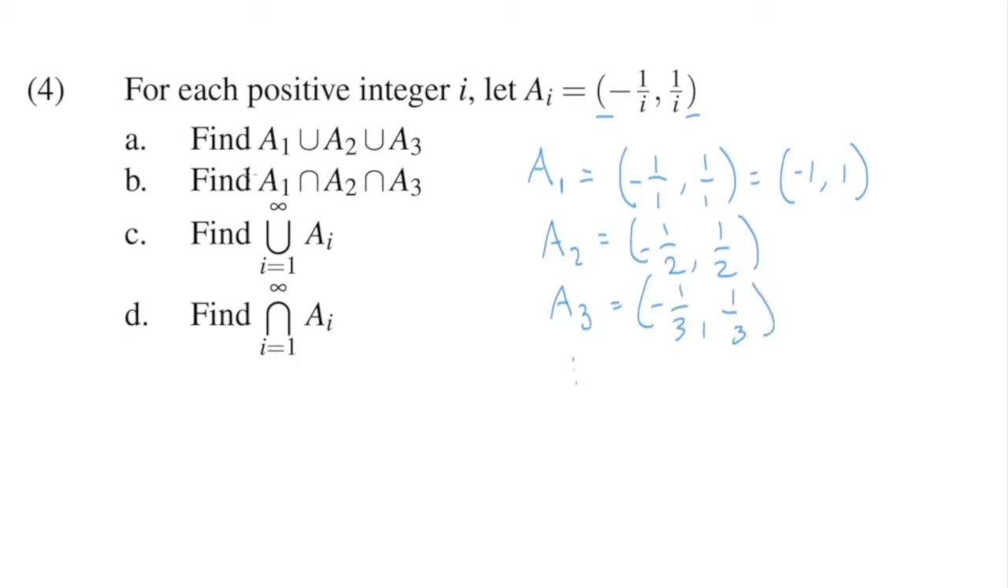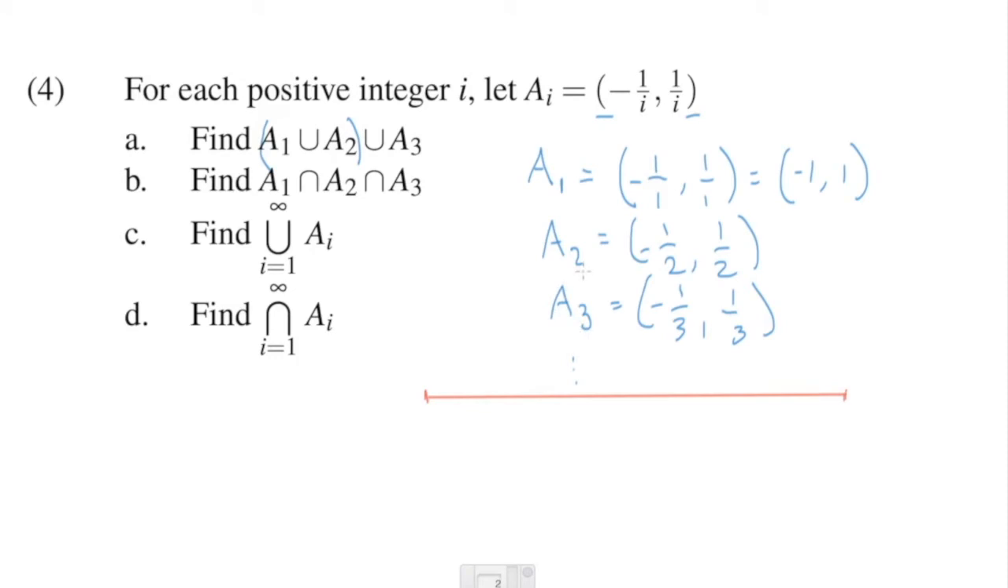So the first one is asking us what is the union of A1, A2, and A3. So you can see 3 sets here combined by the union symbol. That's okay, that just means we've got sort of implicit brackets around this one. So we've got the union of A1 and A2, and then the union of that with A3. So no problem there. Okay, let's draw the number line.